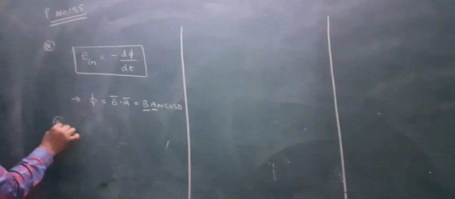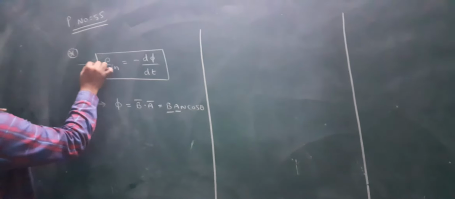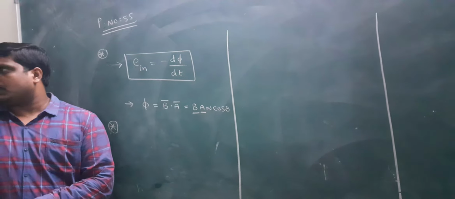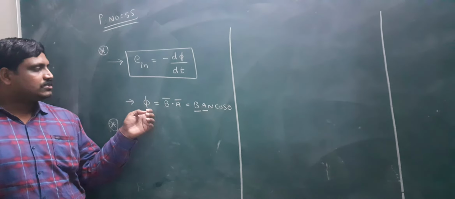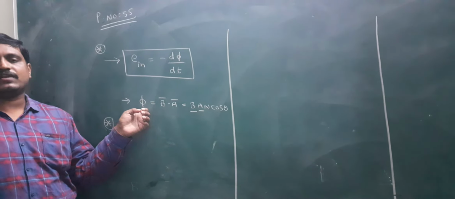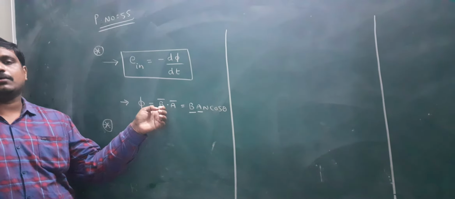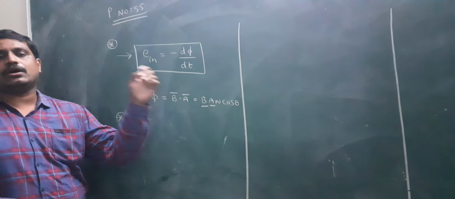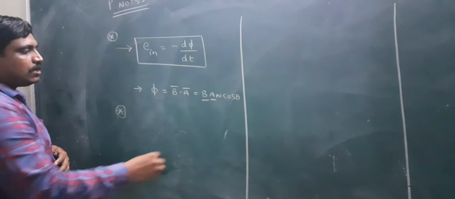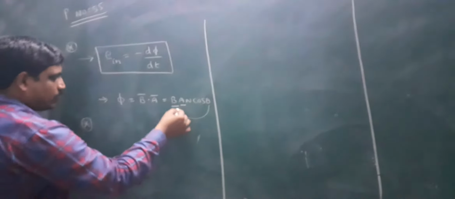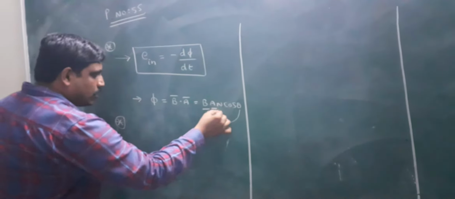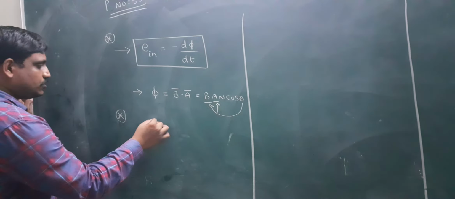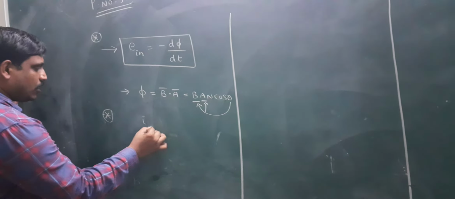Once again I repeat. What is the formula for induced EMF? Minus d phi by dt. What is the formula for magnetic flux? B bar dot A bar, which is B A N cos theta. Here theta is the angle between B and A.